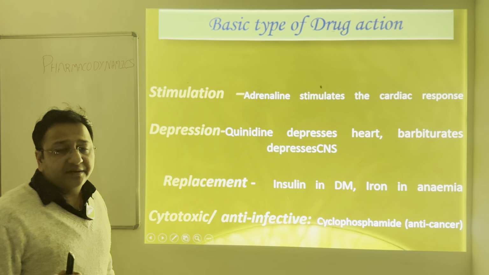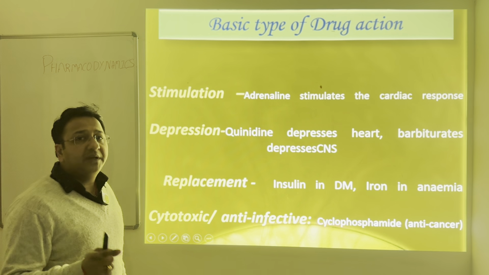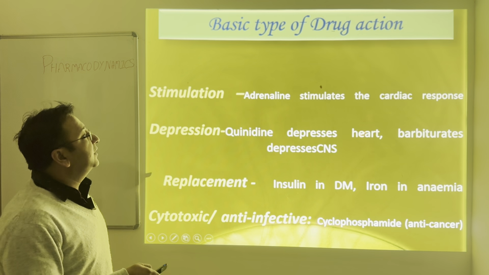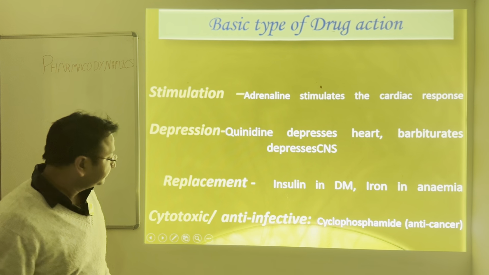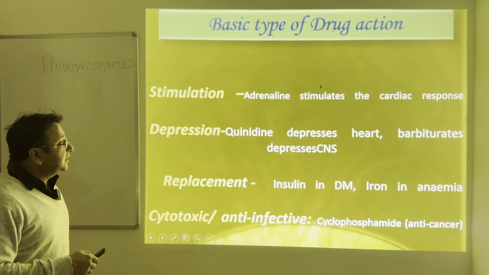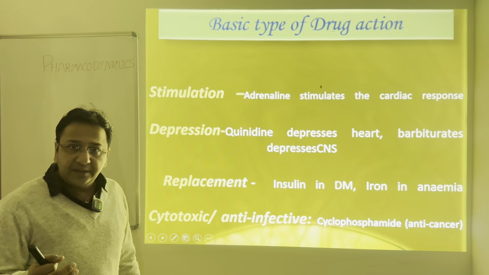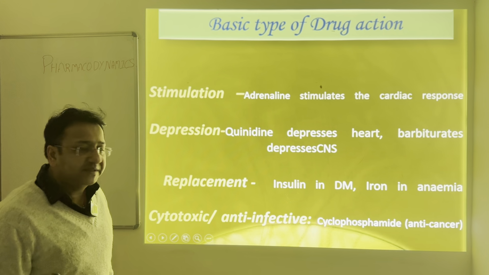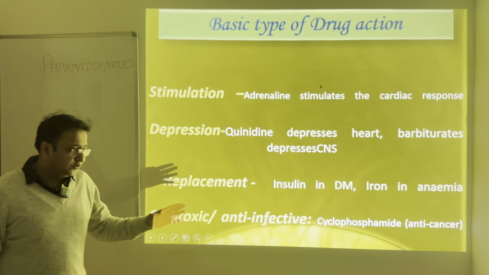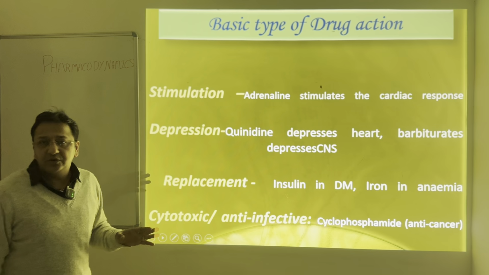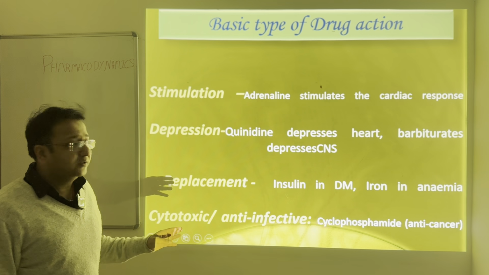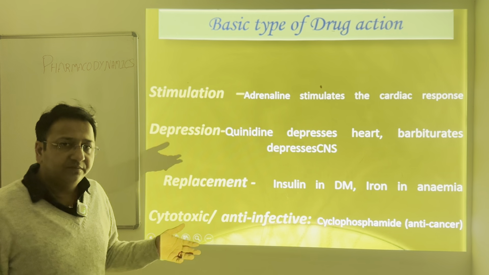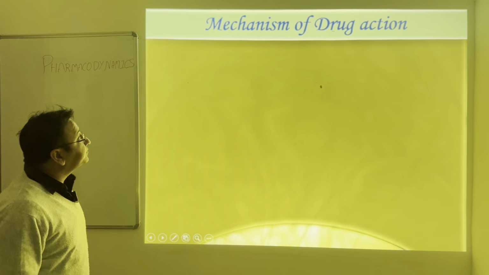Adrenaline acts on alpha 1, alpha 2, beta 1, and beta 2 receptors. That means it acts on all the receptors. Through the beta 1 receptor, it stimulates the cardiac response and increases the cardiac rate. Depression: quinidine is an antiarrhythmic drug that depresses the heart. Barbiturates and benzodiazepines also depress, we all know they depress the CNS. Replacement: insulin in diabetes mellitus. Cytotoxic: cyclophosphamide, which is an anti-cancer drug used as a cytotoxic agent. There are other cytotoxic agents also that we'll see in the anti-cancer part later on.